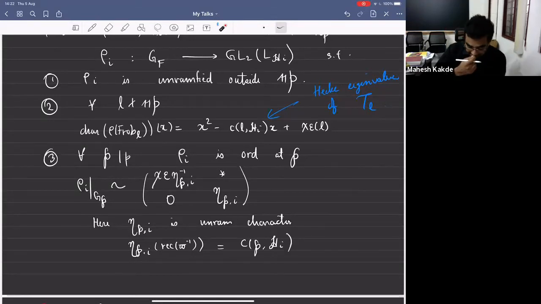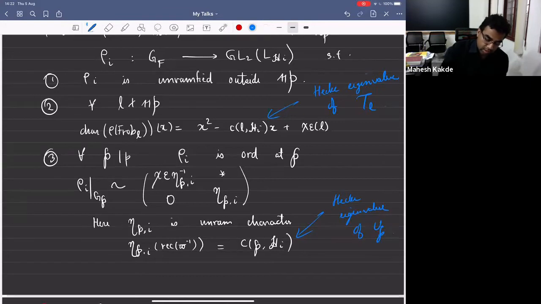because on units, it's trivial. That's what it means to be unramified. So at a uniformizer, it gives you this Hecke eigenvalue of U_P. Right? So this is the kind of thing that happens. So it's upper triangular with chi times epsilon times eta, some unknown quantity here, 0 in here, and then eta again here. So eta inverse and eta.